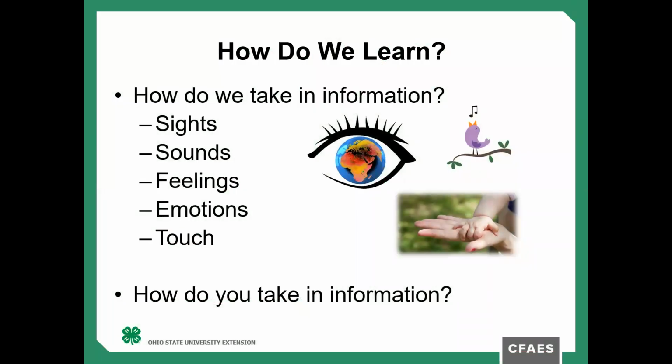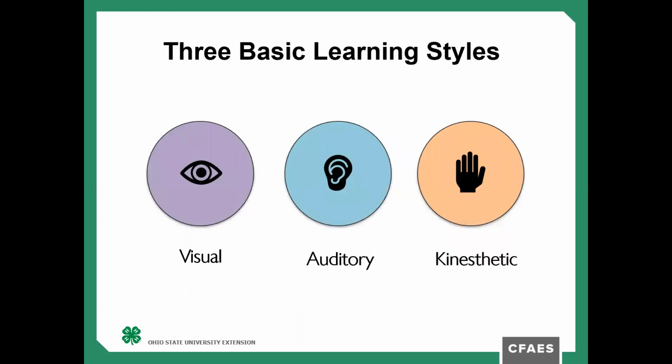So how do we learn? We take in information through sights, sounds, feelings, emotions, and touch. So take a moment to reflect personally how you take in information. So there are 3 basic learning styles: visual, auditory, and kinesthetic. There are subdivisions within each learning style, but today we will be focusing on these simple 3.